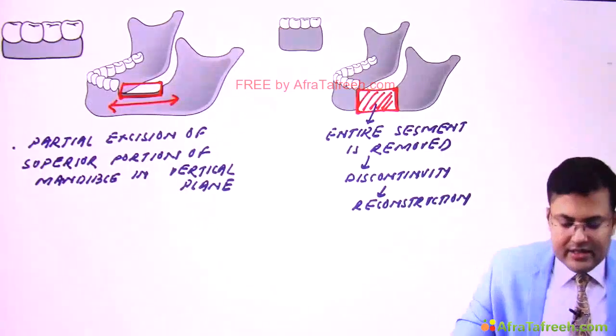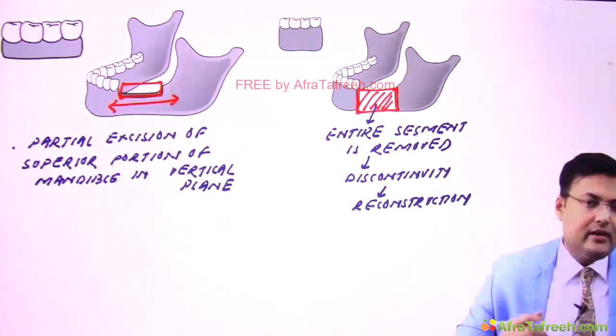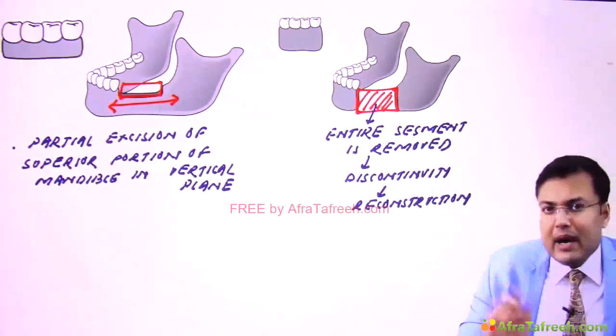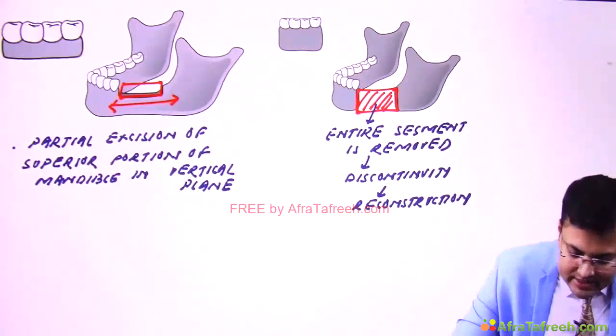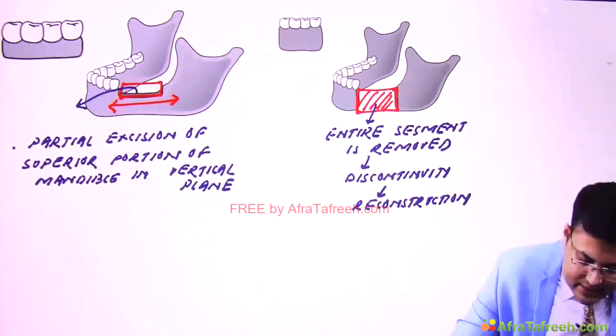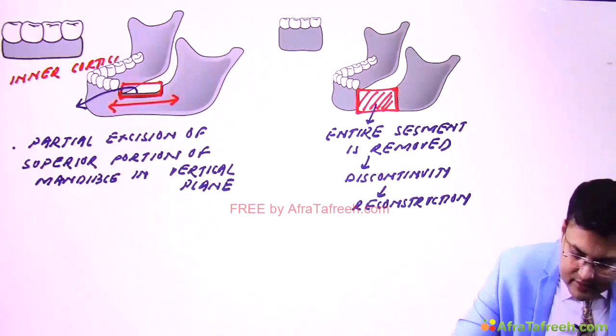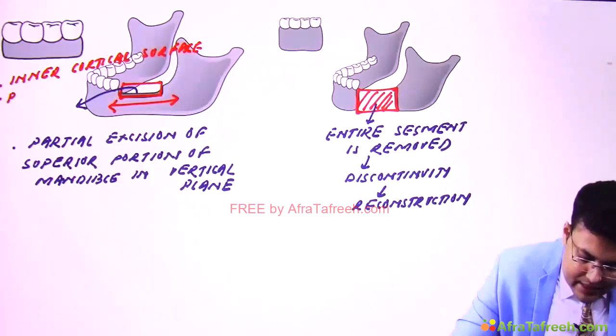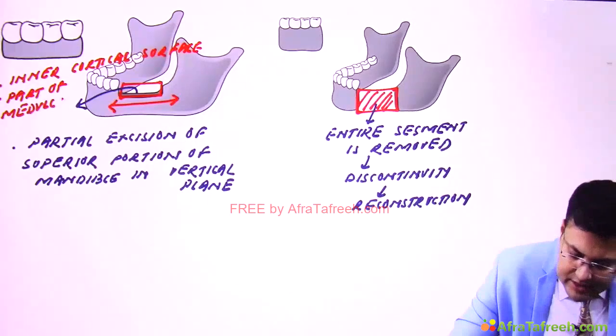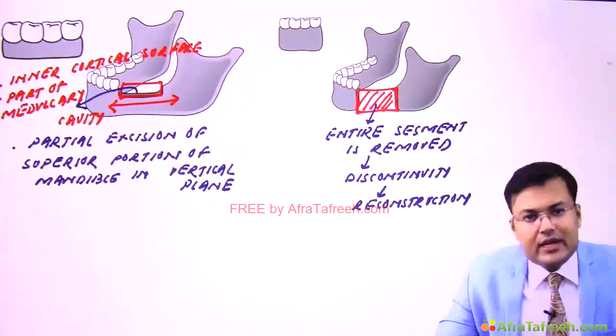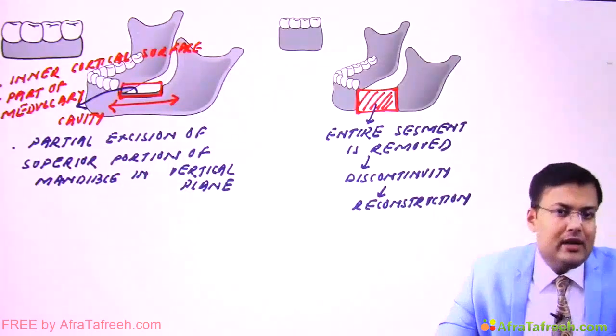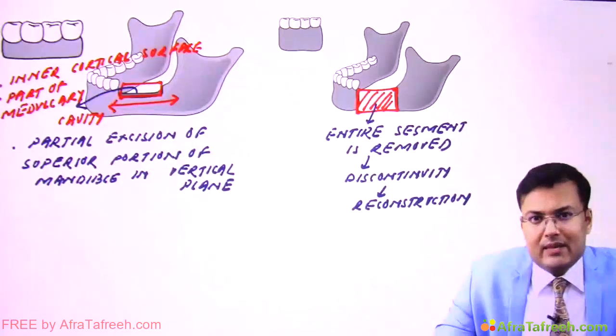Now in marginal mandibulectomy, what are we going to excise here? Inner cortical surface and part of medullary cavity. Here we are going to excise the inner cortical surface, okay, and part of medullary cavity. Clear? This is a famous question. It is asked frequently in NEET and DNB, that what are the indications of marginal mandibulectomy and what are the indications of segmental mandibulectomy.